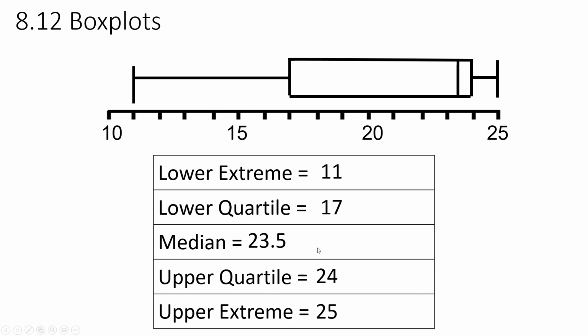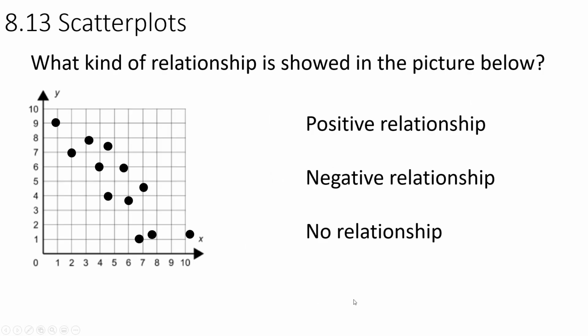There we go. Okay, scatter plots. It's going downward from left to right. That's going to be a negative relationship. We're going to keep going.